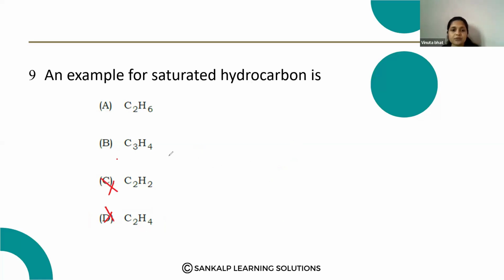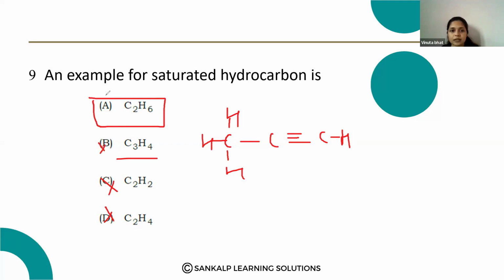Both are wrong. Then C3H4, 1, 2, 3 carbons and H4, 1, 2, 3. There is a triple bond here, so this is an unsaturated hydrocarbon. So Option A, C2H6. Just check the answer. C2H6 is a saturated hydrocarbon. Option A is the correct answer.